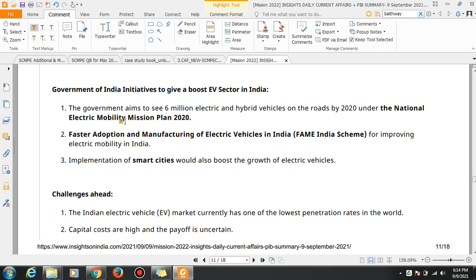Government of India initiative to give a boost to EVs. The government aims to see 6 million electric and hybrid vehicles on the road by 2020 under the National Electric Mobility Mission Plan, with faster adoption and manufacturing of electric vehicles in India for improving electric mobility. Implementation of smart cities boosts the growth of electric vehicles.